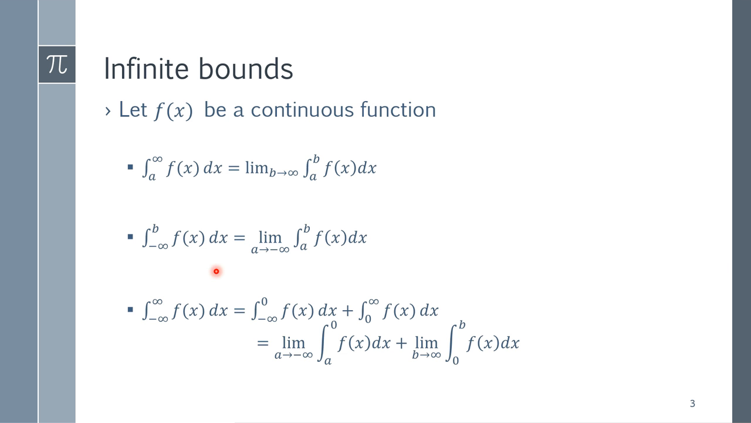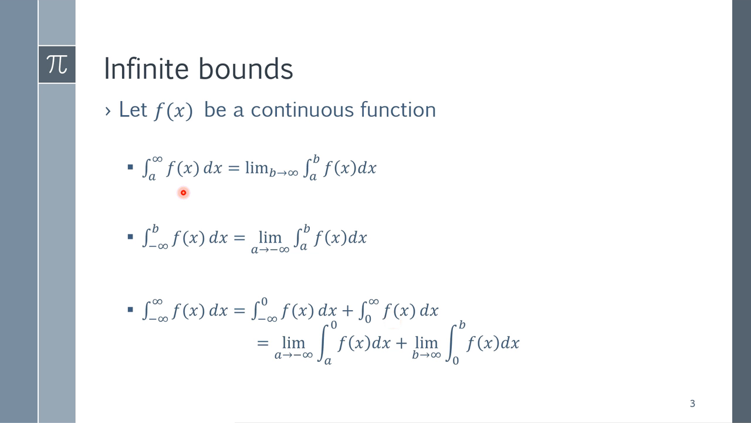The one that requires the most work is if both bounds are infinite. What I first have to do is split this up into two different integrals. I like to just use 0 as the connecting bound here, but you can use any real number you want. And then I have one where the lower bound is infinite, and I have one where the upper bound is infinite. And so I end up having two limits.